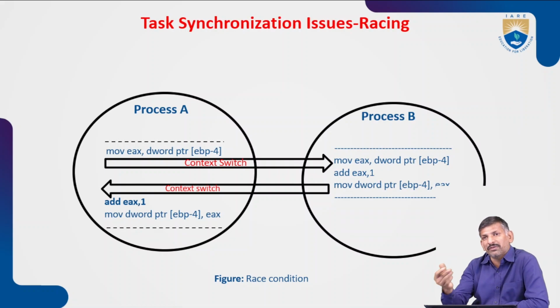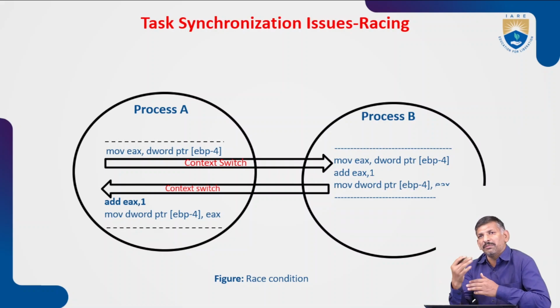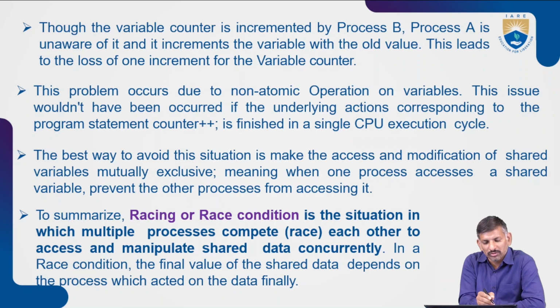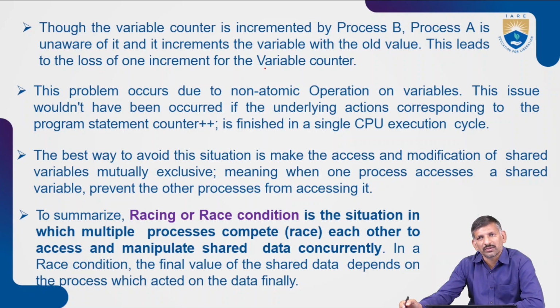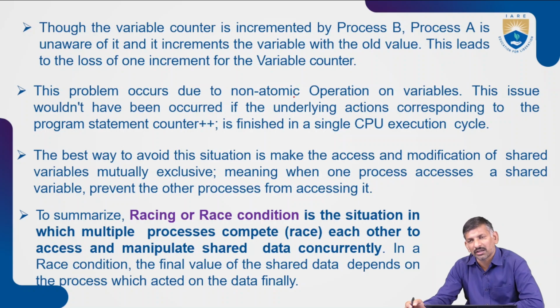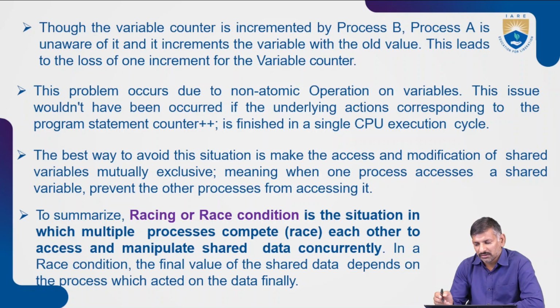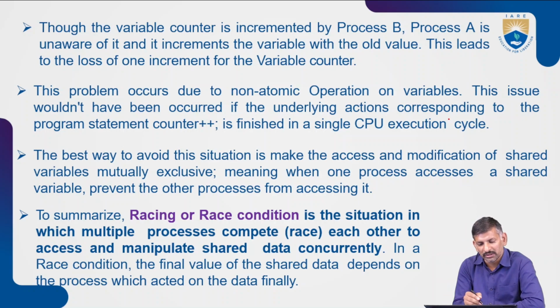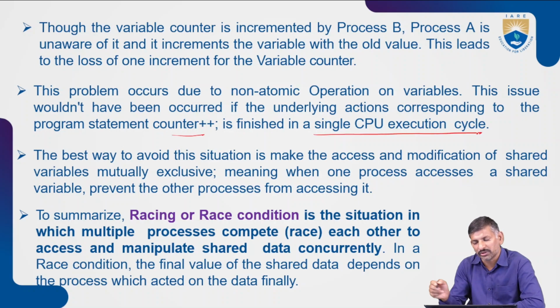At that time process B's value is loaded into the accumulator, the value may mismatch, and we get wrong results. The variable counter is incremented by process B. Process A is unaware of it and it increments the variable with the old value. This leads to loss of an increment for the variable counter. This problem occurs due to non-atomic operations on variables. This issue would not have occurred if the underlying actions corresponding to the program statement counter plus plus were finished in a single CPU execution.